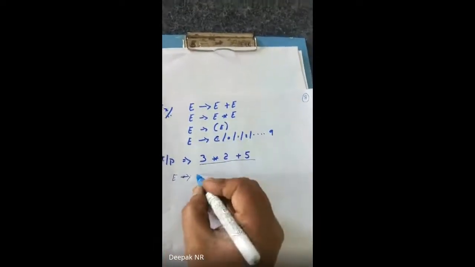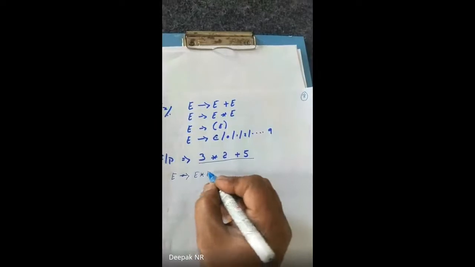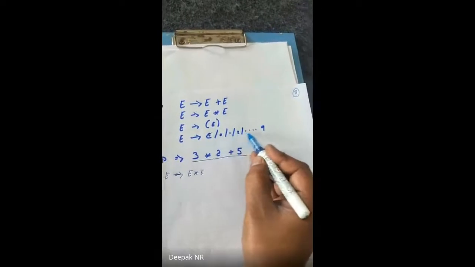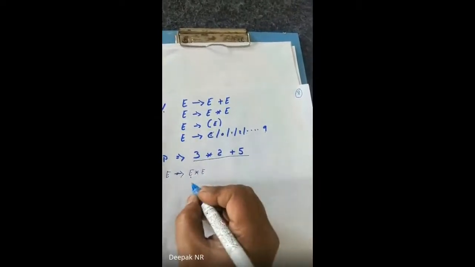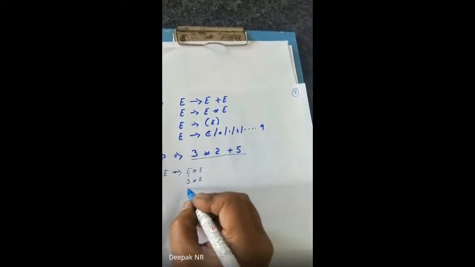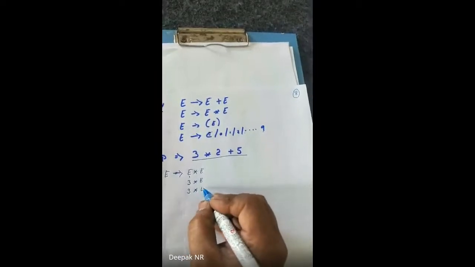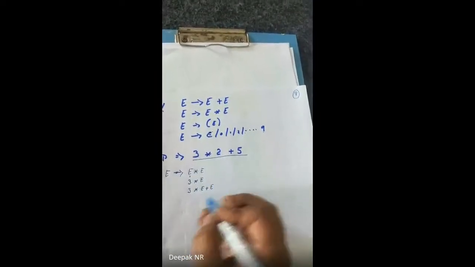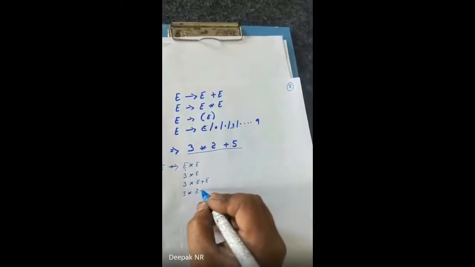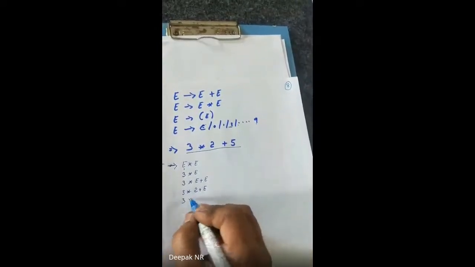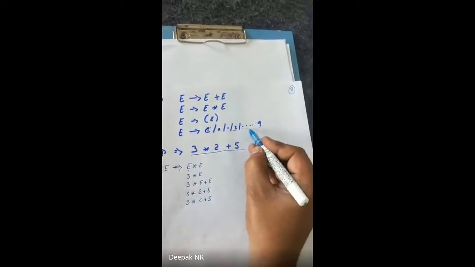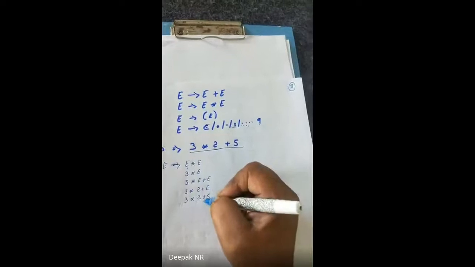For 3*2, I use E star E. What is the value of E? This E can be epsilon, 0, 1, 2, 3 up to 9. So this E I replace with 3. 3*E again. My next is 3*E plus E. For 3*2, 2 is a symbol, I use 2 plus E. So 3*2 plus 5. Is that clear? Hence the given string is achieved in this way.